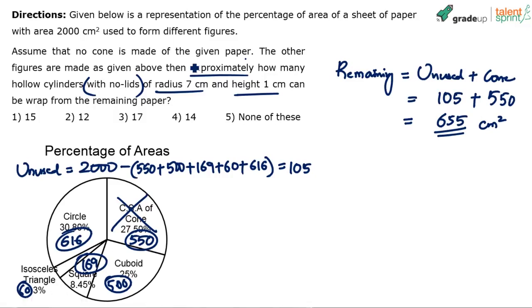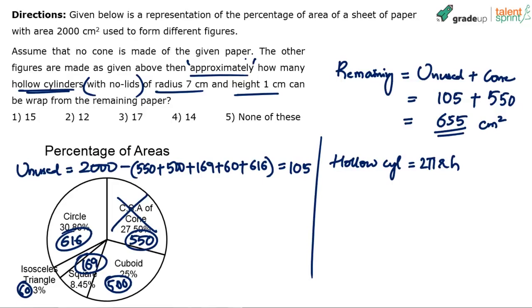Now the question is approximately how many hollow cylinders of this radius and height can be made from this remaining paper. Now understand, when you say hollow cylinder, you are talking about a curved surface area of the cylinder. So how much area would a hollow cylinder require? Hollow cylinder is nothing but the curved surface area of the cylinder, which is 2 pi RH, right? This is all basic formula, but we are excluding the lids. Only this area is required. So 2 pi r times h will give you the area required per cylinder.